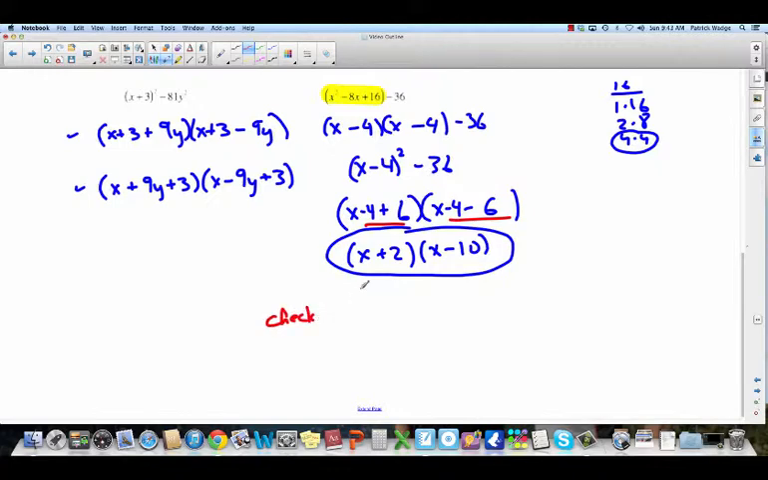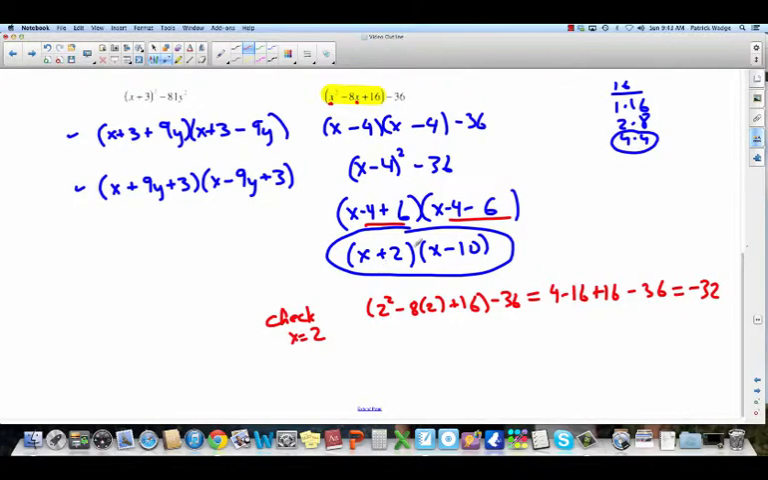Hey, just for fun, let's check this. Remember, you can always check your answers. Pick a value for x. Make it something easy. I'll use x equals 2. If I plug it in here and here, let's see what I get. I would get 2 squared minus 8 times 2 plus 16 minus 36. 2 squared is 4, minus 8 times 2 is 16, plus 16 minus 36. Okay, that's negative 12. Plus 16 is 4, take away 36 is negative 32.